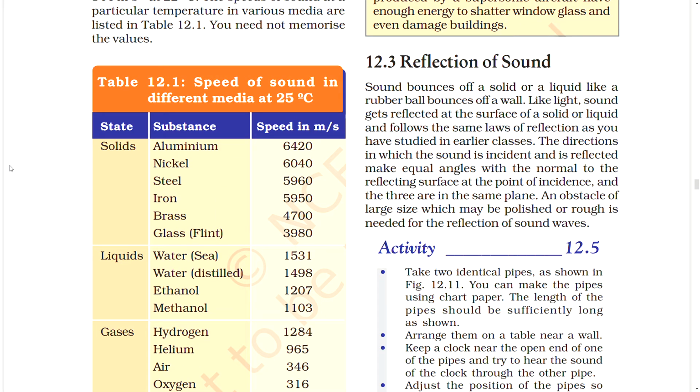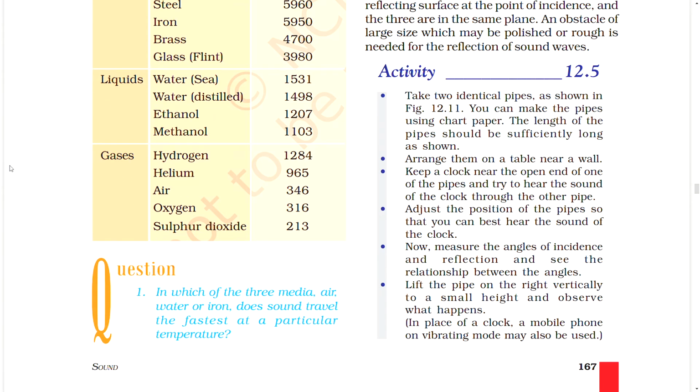Table: Speed of sound in different media at 25 degrees C. The state, substance, and the speed in meters per second. Solids: aluminium 6420, nickel 6040, steel 5960, iron 5950, brass 4700, glass flint 3980. Liquids: water sea 1531, water distilled 1498, ethanol 1207, methanol 1103. Gases: hydrogen 1284, helium 965, air 346, oxygen 316, sulfur dioxide 213.